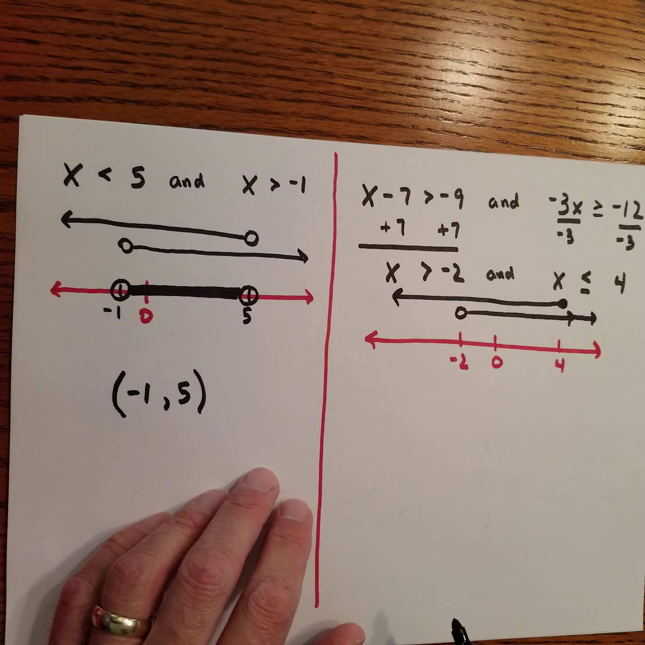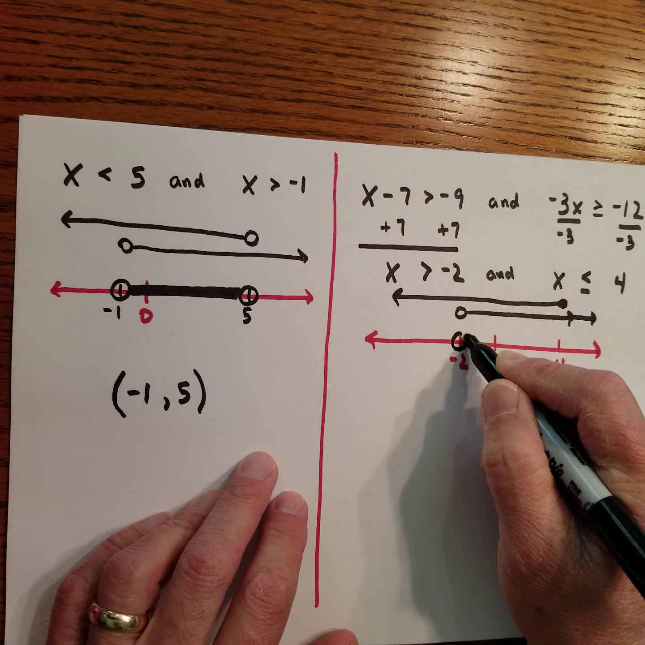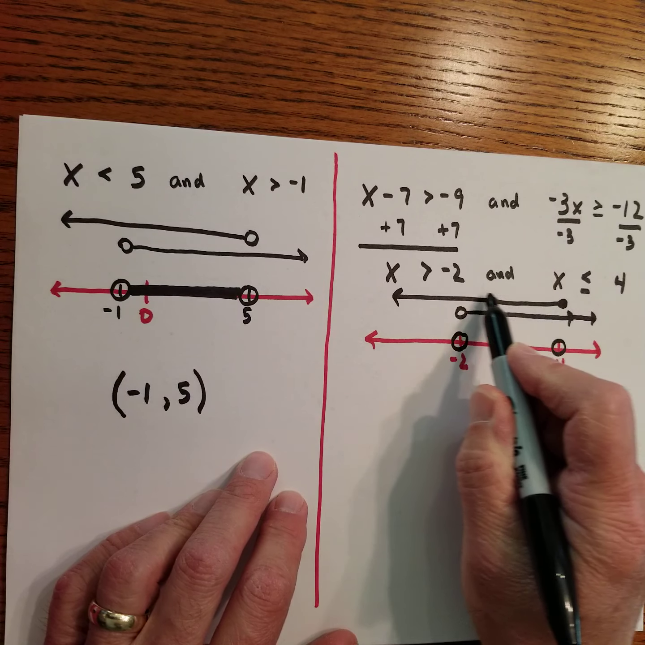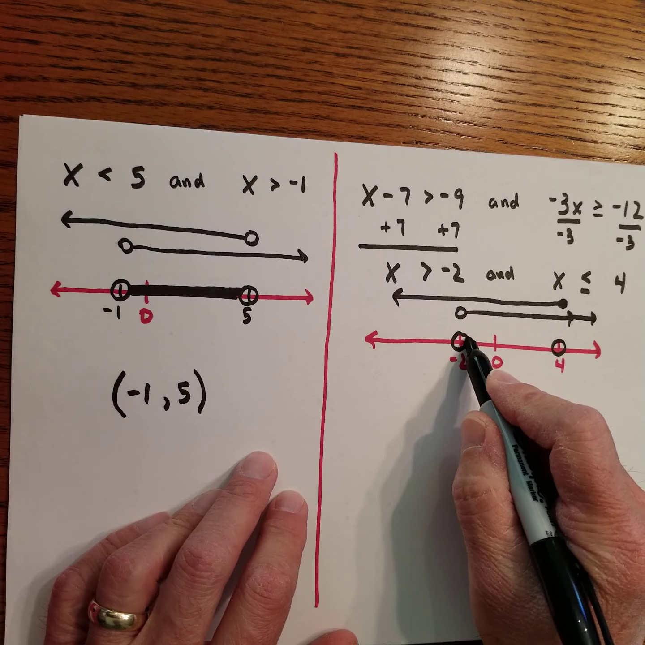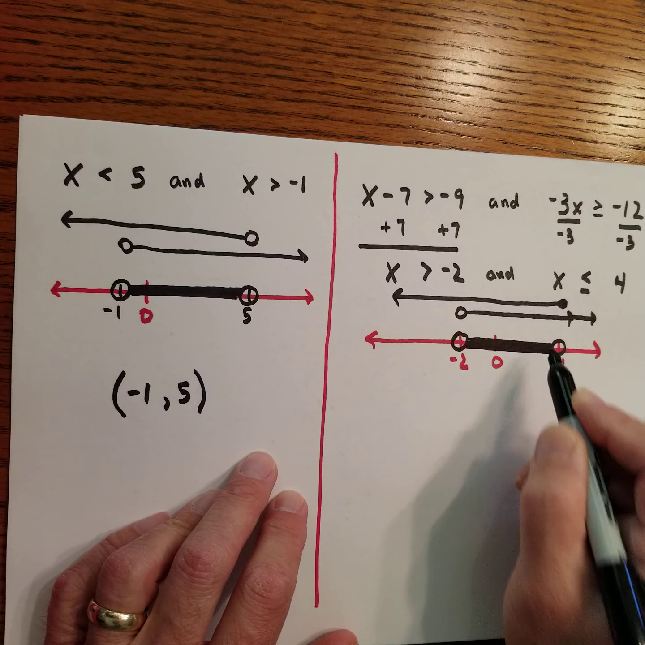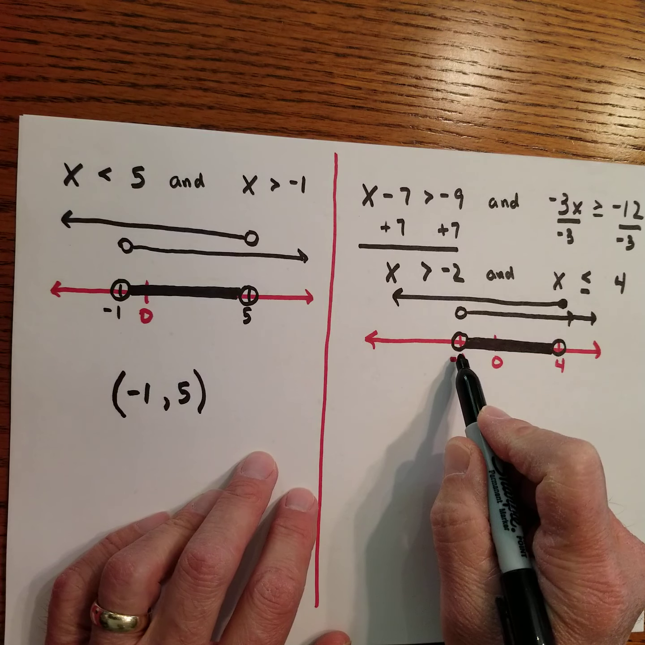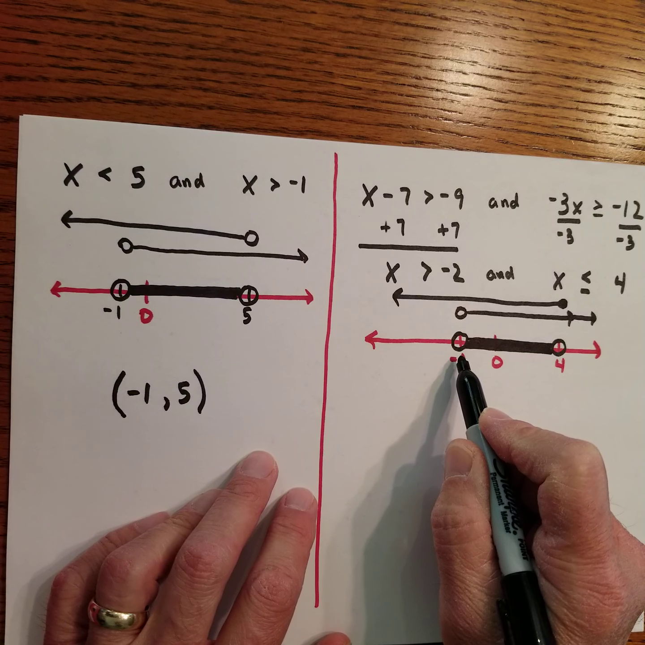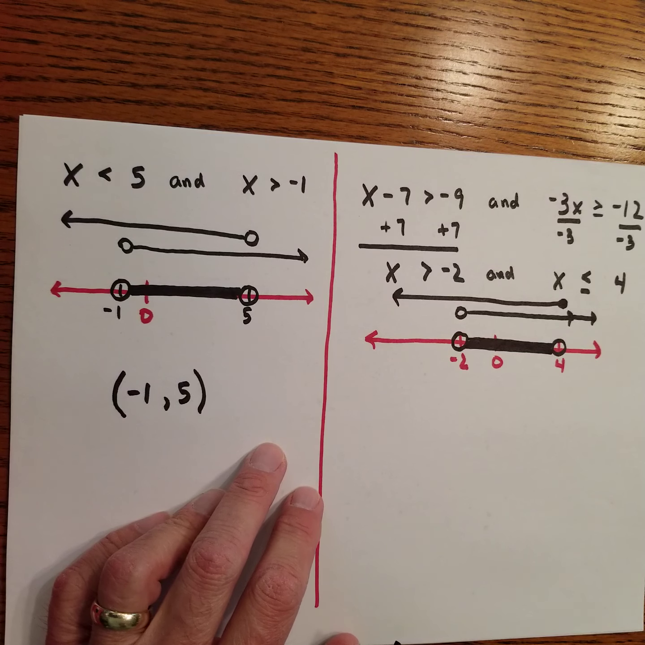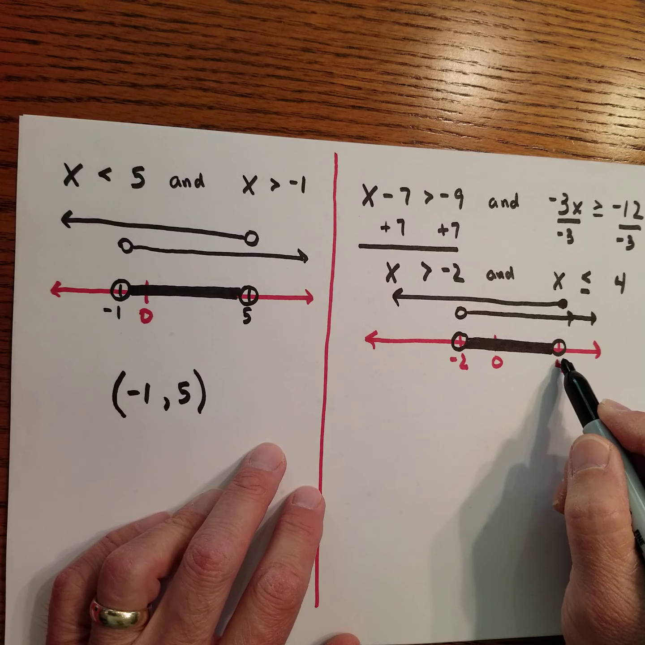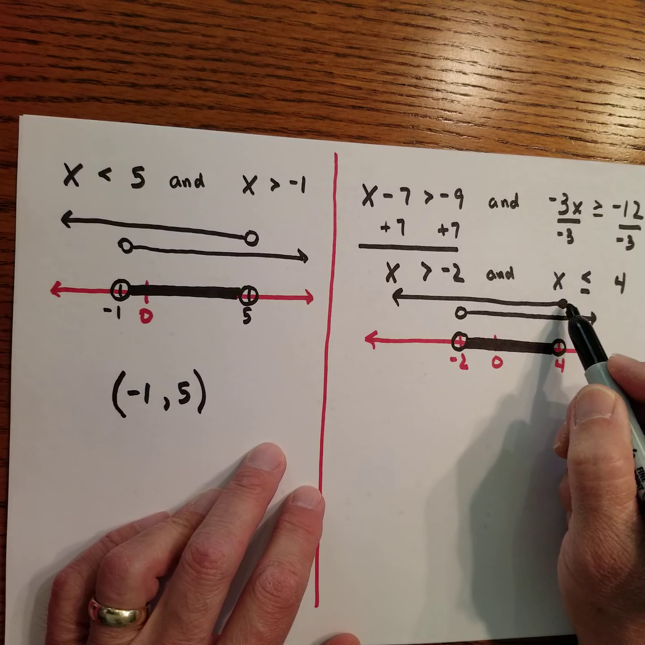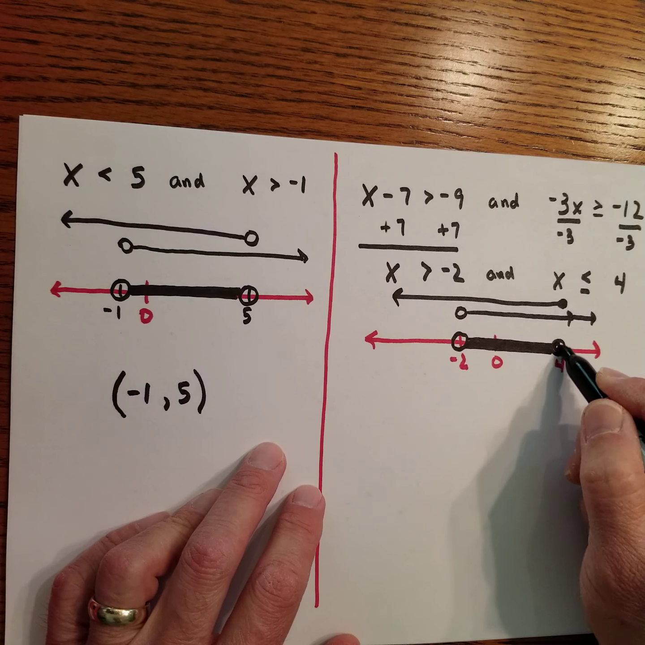Well, the only things that are covered by both lines are the things that are in between. Everything in here is covered by both this line and this line, covered by both of them. Let's cover those up. Now, do I color in this dot? Well, it would have to be covered by both lines. -2 is not covered by this line, so I don't want it. Do I color in the 4? Well, is it colored in on both lines? This line clearly covers the 4, and this dot is closed in, which means I want the 4.